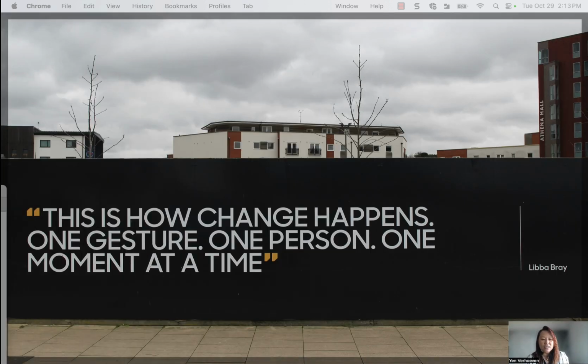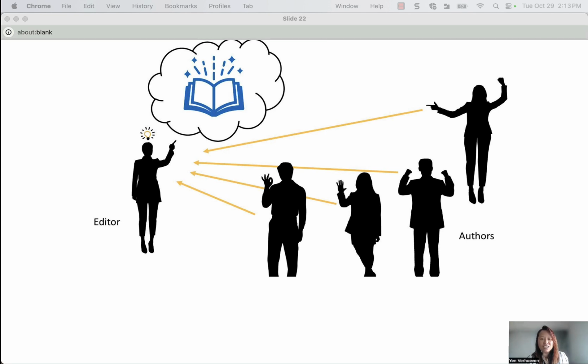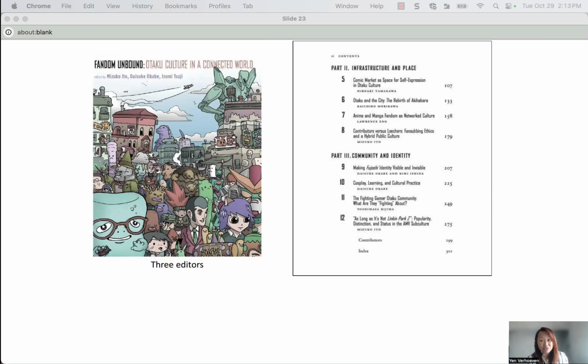Okay. The reason why that's important is because that's why book chapters look different. Here is the cover of this book, and when you look in the table of contents, notice that they have different authors, because each author is a researcher presenting their perspective on this topic right here, Fandom Unbound. Okay, and these three editors, Ito, Okabe, and Suji, collected and curated and edited all of these chapters to put them in the book.